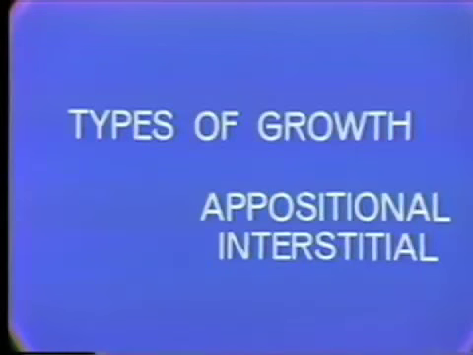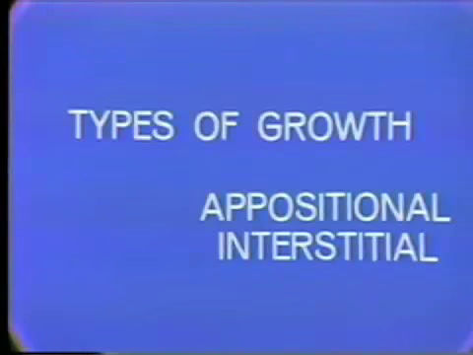At high power, we get a better definition of the isogenous groups. Here is the territorial matrix, and here the interterritorial matrix. One can depict at this power and have an understanding of the types of growth for cartilage. There's appositional growth and interstitial growth.